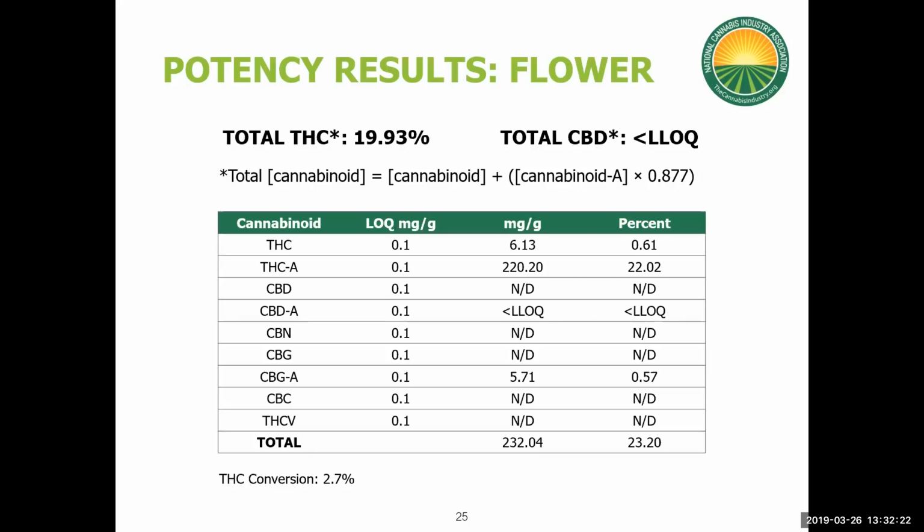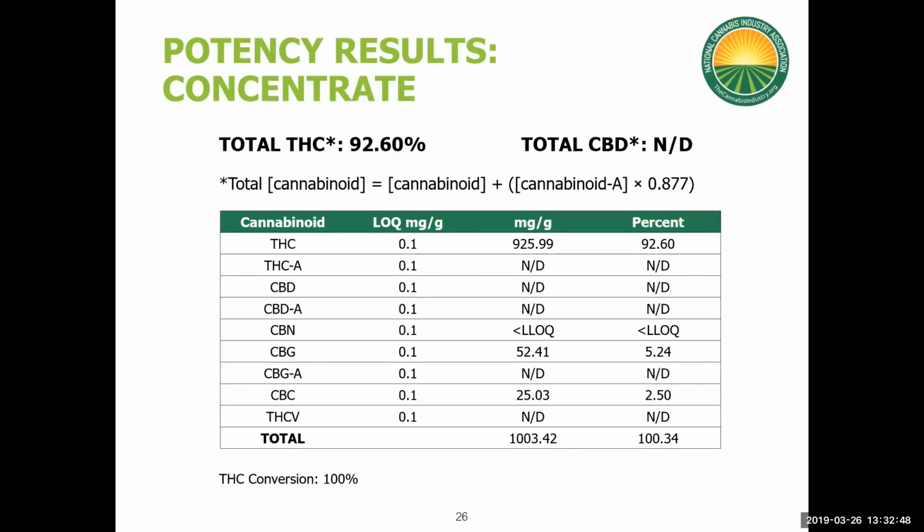Lastly, we see the levels of the cannabinoids presented in two different forms, milligrams per gram and then percent by weight. The last thing I'll point out on this slide is the THC conversion at the bottom. Some labs will report the THC conversion percentage, and that just means the amount of THC that was already naturally converted into the active THC form. In this case, most of the THC present is in the acidic form still.